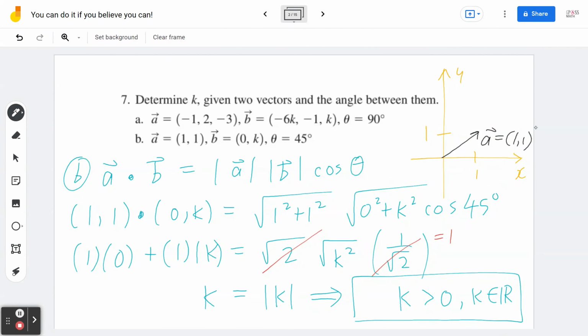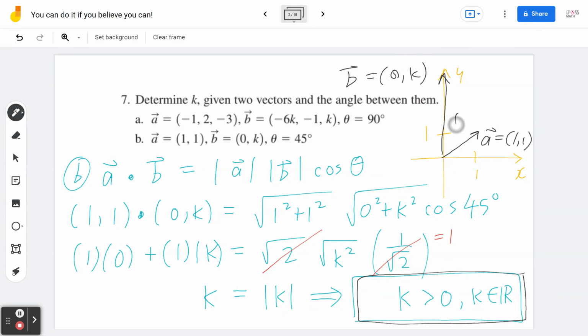Think about vector B. If you think about 0, k in the most general format, it could be going down, it could be going up, because we don't know the value of k. But look at the answer. The reason why this could be the answer, this could be the answer, this could be the answer, is because there are infinitely many cases as long as k is positive.